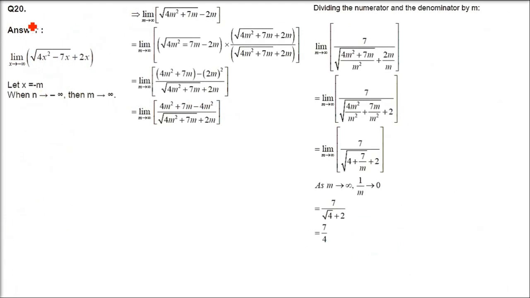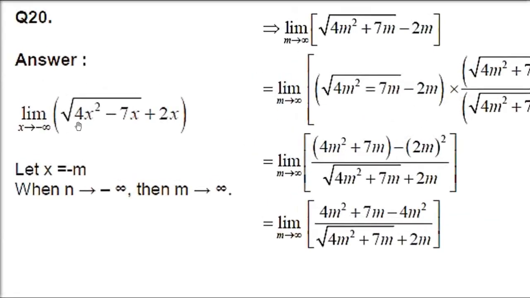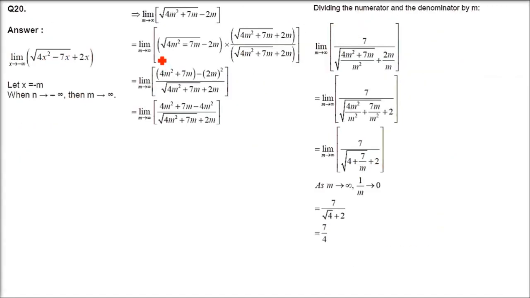Now the next one is question number 20. See, this question number 20 and 21 are exactly the same. So what is the concept here? When you have limit x tends to minus infinity, under root 4x square minus 7x plus 2x. So x tends to minus infinity. So we are talking about the left side infinity, we are talking about minus infinity here.